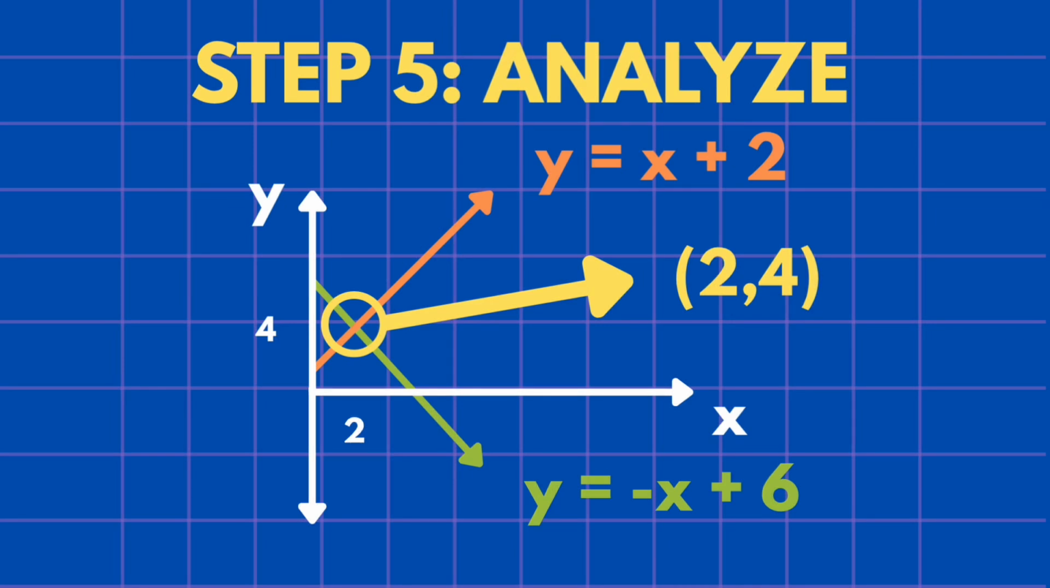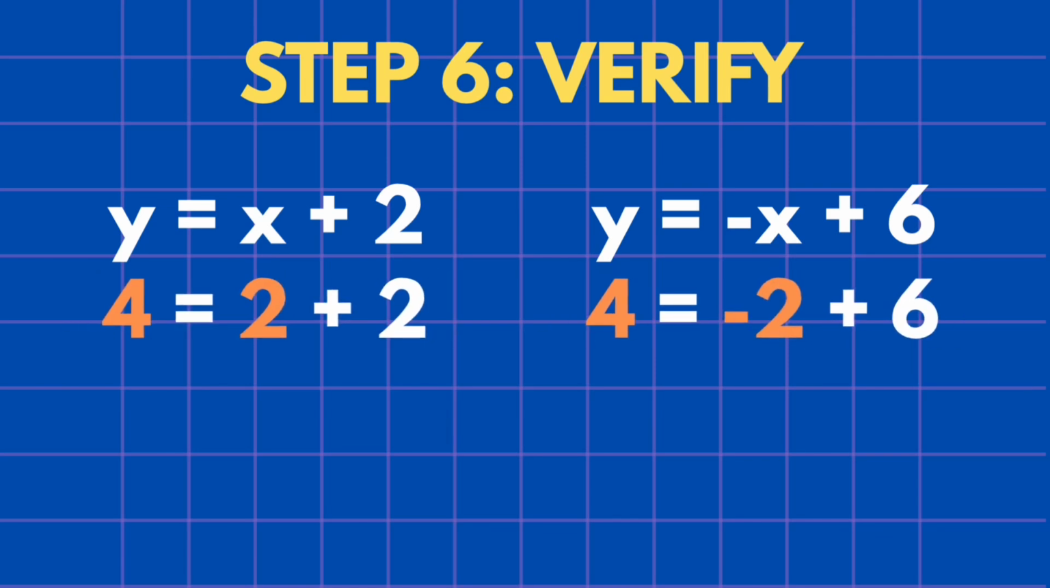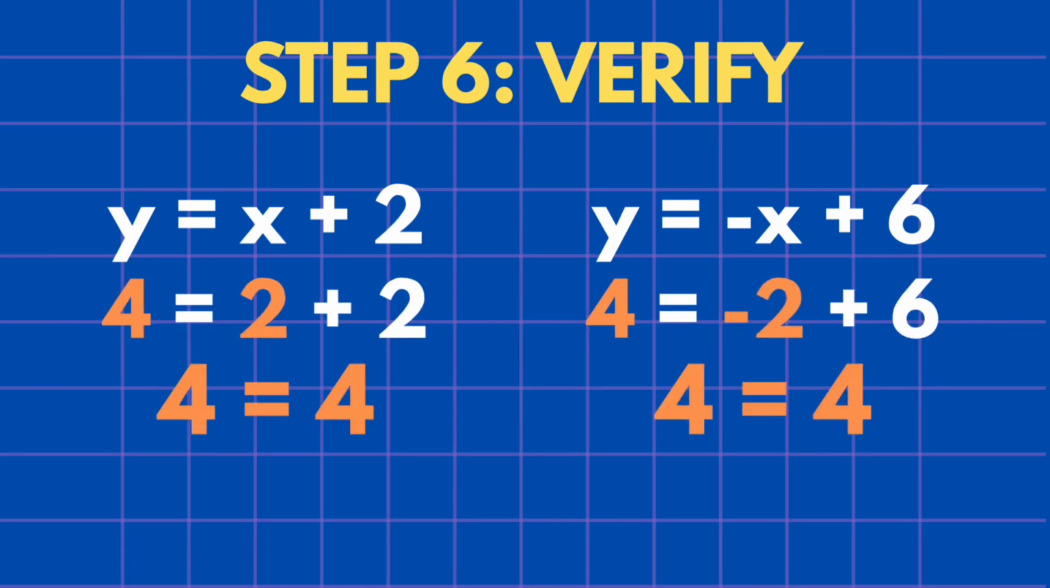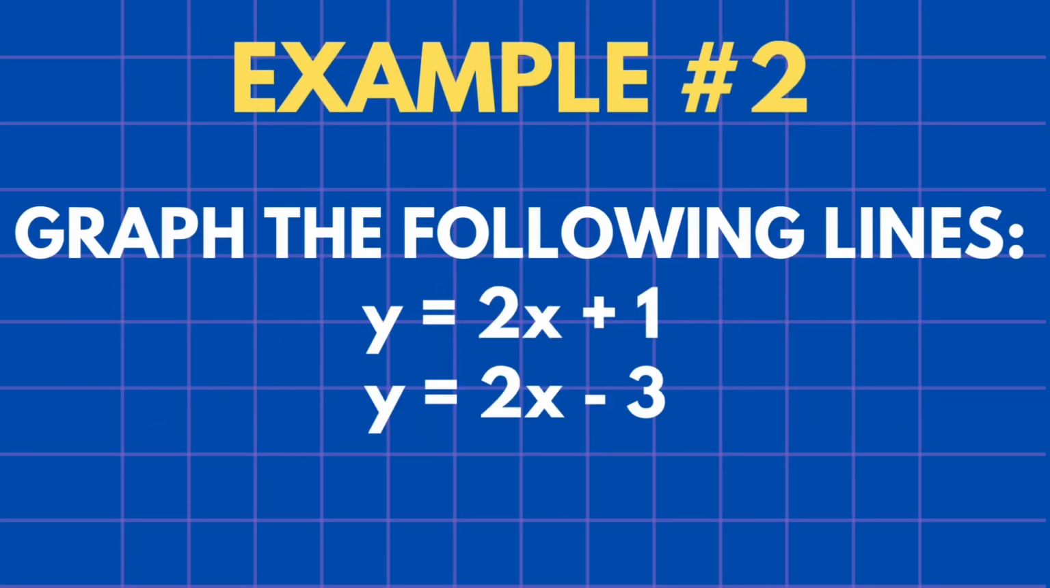Our last step is to verify. We substitute the point we just found into our first equation. We get 4 = 2 + 2, which equals 4. Therefore, our right side equals the left, therefore it's true. Moving on to the second equation, we get 4 = -2 + 6, which also equals 4, so it's also true. So this point satisfies both our equations. Let's look at another example.